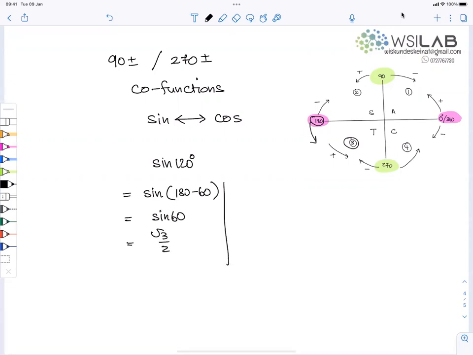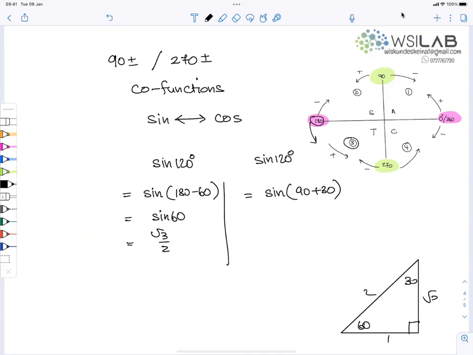But you could have done the following. It would be rather dumb to do it, but it's possible. Well, it's not wrong, it's right. You could have also said that 120 degrees can be divided into 90 plus 30. See that? So let me just draw the special triangle. The special triangle is the 60, 30, 90: 1, 2, root 3.